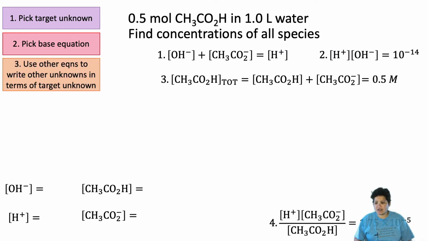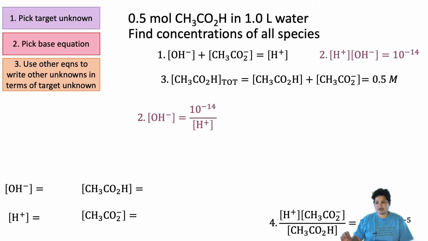All right, in step 3, we're going to use the other equations to write our other unknowns, which would be the OH minus, acetic acid, and acetate concentrations, in terms of the concentration of our target unknown, which is H plus. The first thing I see that's pretty easy is equation 2, where H plus times OH minus equals 10 to the minus 14th. So that has the H plus concentration in it, and it also has the OH minus concentration in it. We're going to solve for OH minus in terms of H plus. We divide both sides by H plus, and we get OH minus equals 10 to the minus 14th divided by H plus concentration.